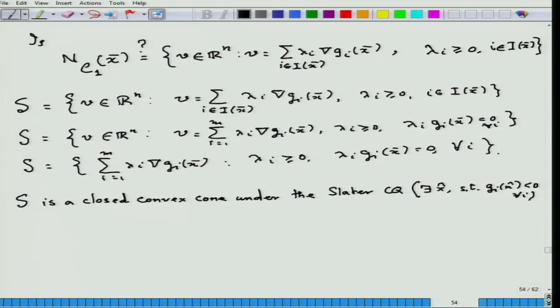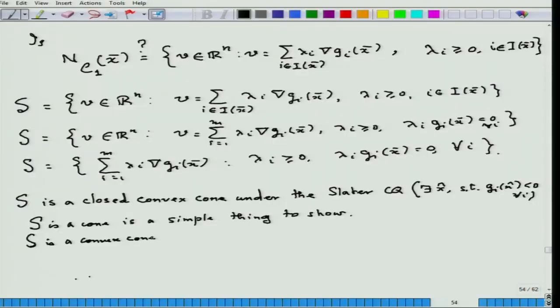Let us first look into the fact that it is a cone. That S is a cone is a very simple proof. And what about its being convex? That S is a convex set will be given as homework. Take two elements of this form and show that the convex combination is also in S. Now, we have to show that S is a convex set. This would be homework.